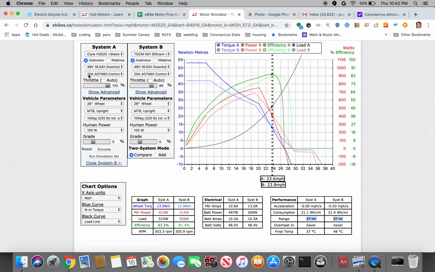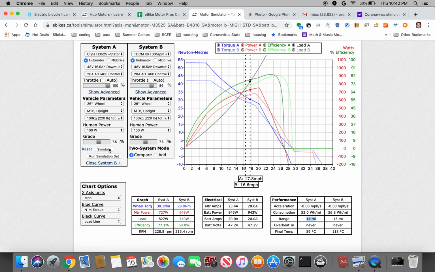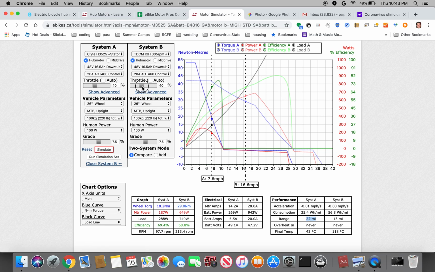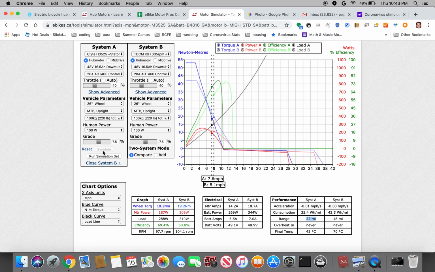But where I think the crystallite really shines is if you're going up a hill. So if we want to increase the grade to, let's say, 7.5 degrees, which is not too uncommon, you're going to notice that at full throttle, you're going to be going at a very high speed, and you're only going to be able to go about 13 miles. So I will most likely want to reduce the throttle, so that I'm not using as much battery power, and I could almost double the distance that I go.